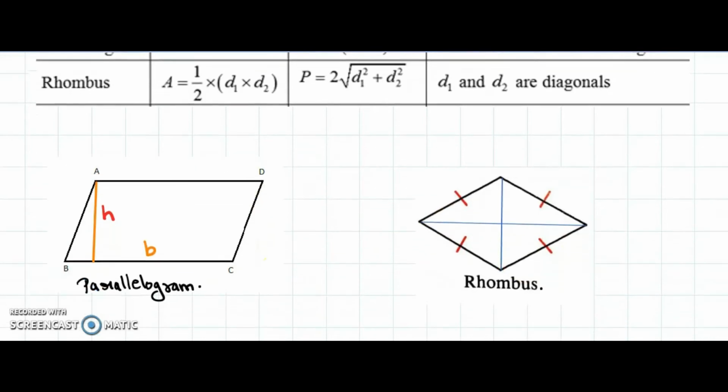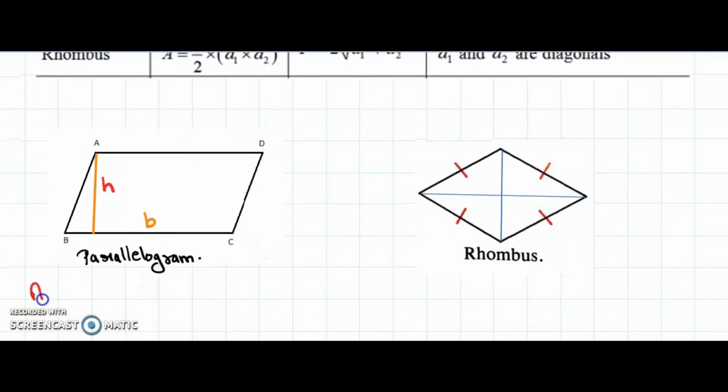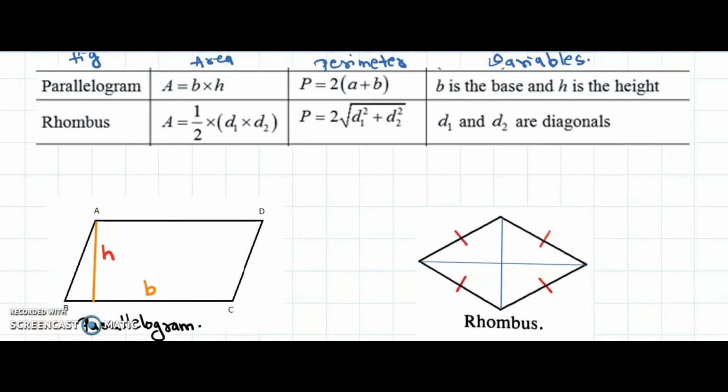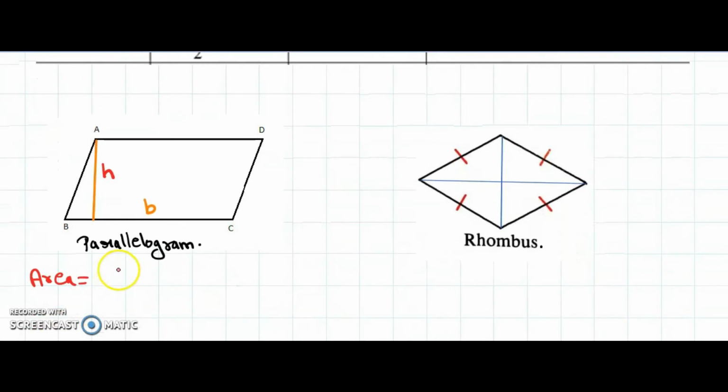We are talking about the area of a parallelogram. So the area of a parallelogram will be equal to a simple thing, that is base into height. The base is represented by B, and the height is represented by H. That is called the area of a parallelogram.